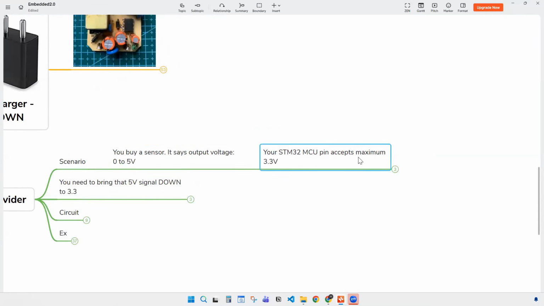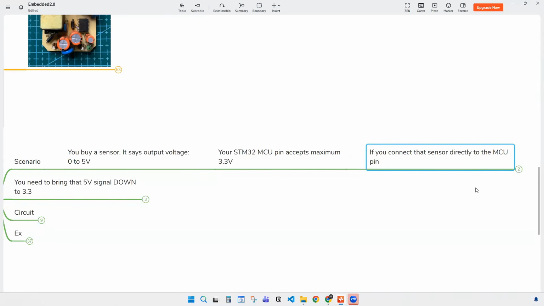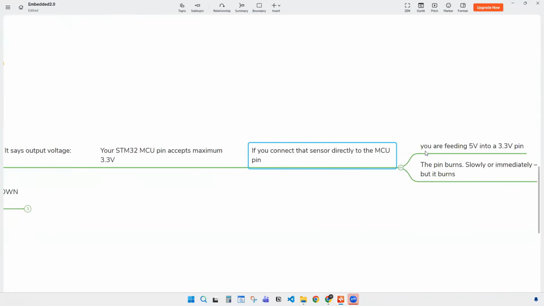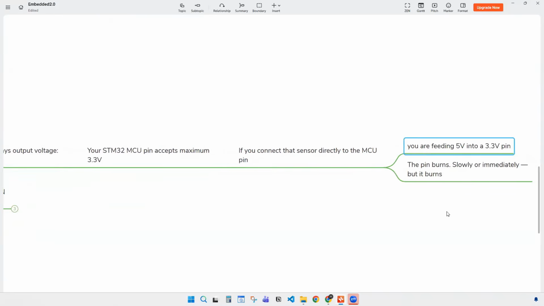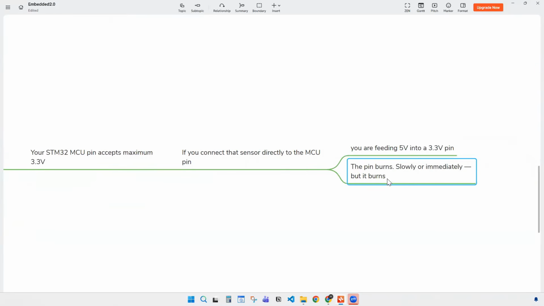And then we will be using an STM32 microcontroller pin that accepts a maximum of 3.3 volts. Imagine you take a microcontroller chip. What if your sensor output is 5 volts, but your microcontroller pin is going to accept only 3.3 volts? Then what will you do? Because if you connect that sensor directly to the microcontroller pin, you are feeding a 5 volt input to a 3.3 volt pin. Definitely the pin is going to get burnt, slowly or immediately.